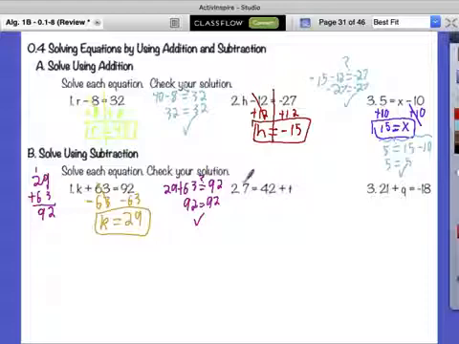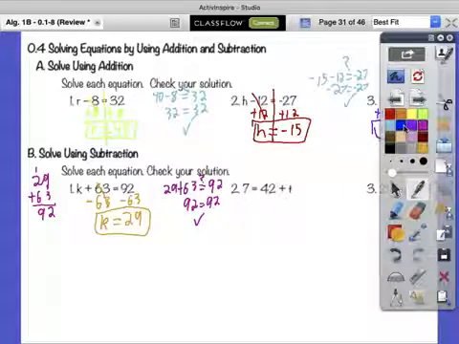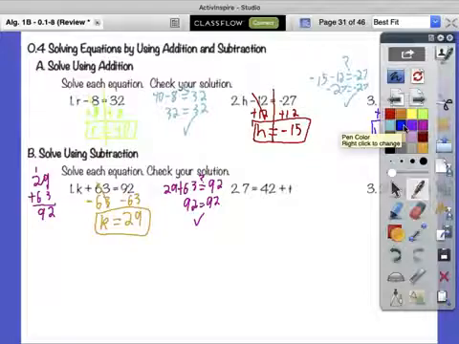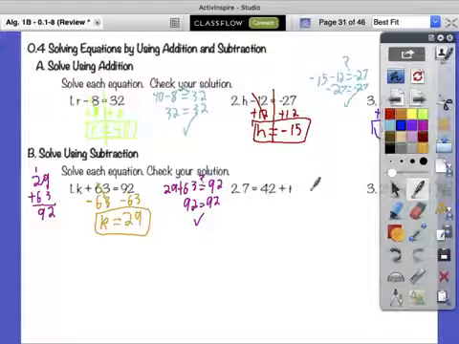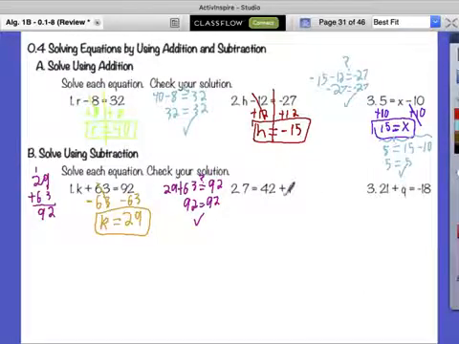We'll talk about that later. So on number 2, let's talk about this one up here. 7 equals 42 plus t. What's going on with our variable? We're doing what with it? It's being added with 42, isn't it?